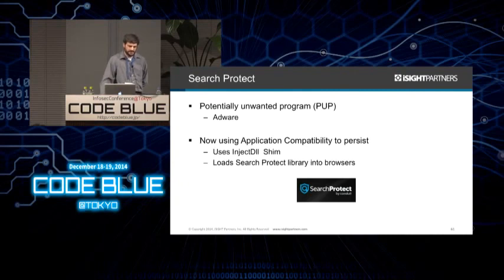So it utilizes the inject DLL shim, and it registers it for Internet Explorer and Firefox. So if you double click, IE starts, Windows says, oh, okay, there's a shim I need to apply. And it does an inject DLL with the Search Protect library right into the IE process. So every time you start IE or Firefox, it loads this DLL. That DLL hooks some functions, provides additional features for you. And it's currently doing it in a way that malware hasn't traditionally done it in the past.